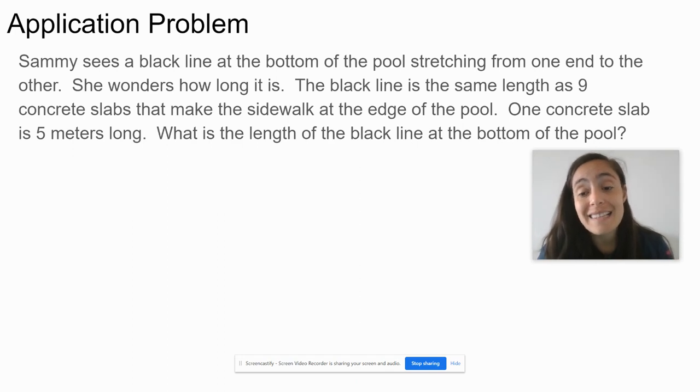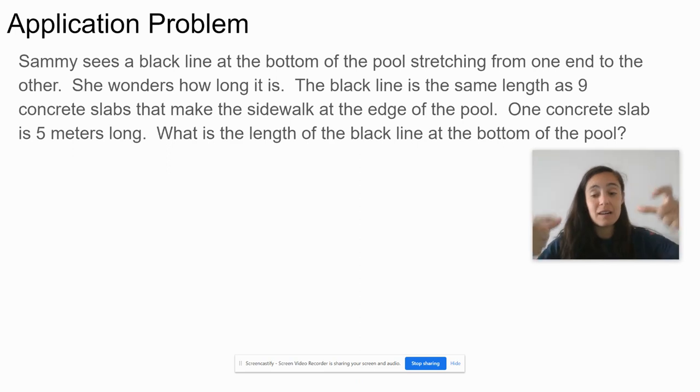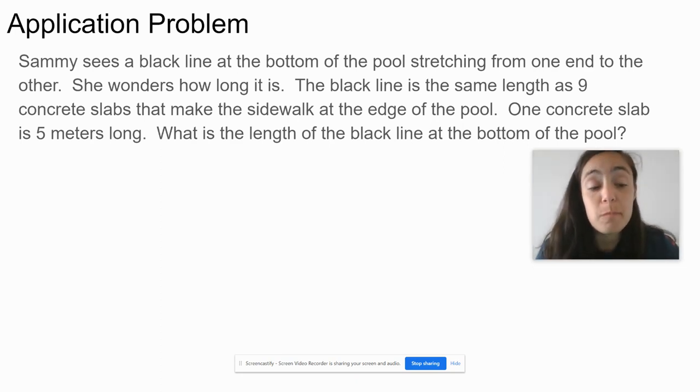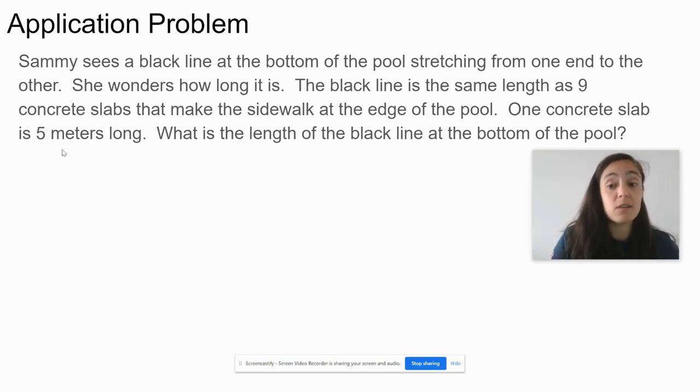The black line is the same length as 9 concrete slabs that make the sidewalk at the edge of the pool. So on the side of the pool, that line is the same as 9 blocks or concrete slabs on the side of the pool. So that would be outside the pool is the same length as the line inside the pool at the bottom. One concrete slab is 5 meters long. So I would circle 5 meters long for one concrete slab. That's super important. What is the length of the black line at the bottom of the pool? So the bottom of the pool, I need to figure out the total length.